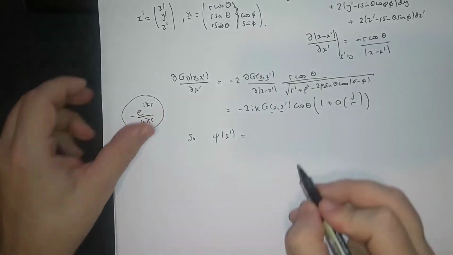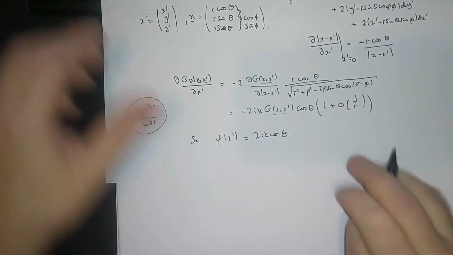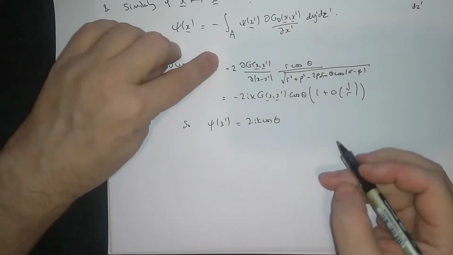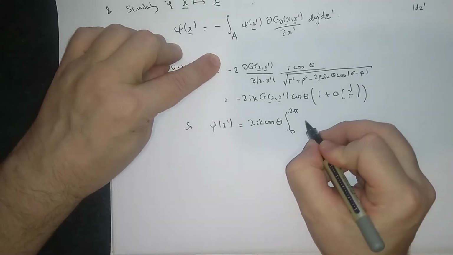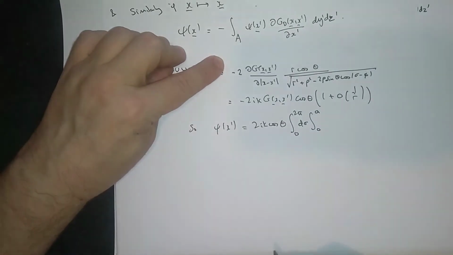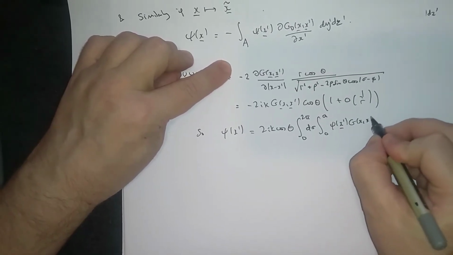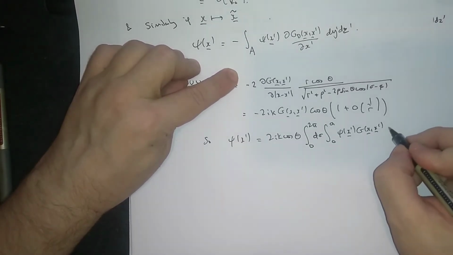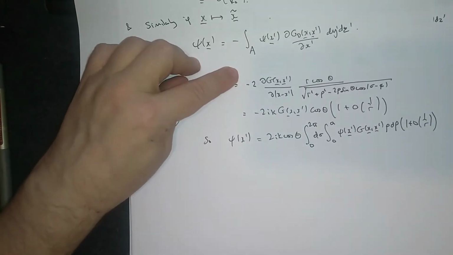So ψ of x′ is therefore 2ik cos θ. Remember there was a minus sign here, so let's get rid of that minus sign. Times the integral, going to polar coordinates now, 0 to 2π for the dσ integral, 0 to a, that's the radius, ψ of x′, g of x and x′, ρ dρ, and the error terms of order 1 over r.